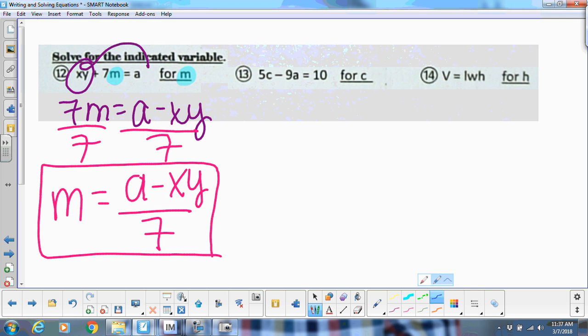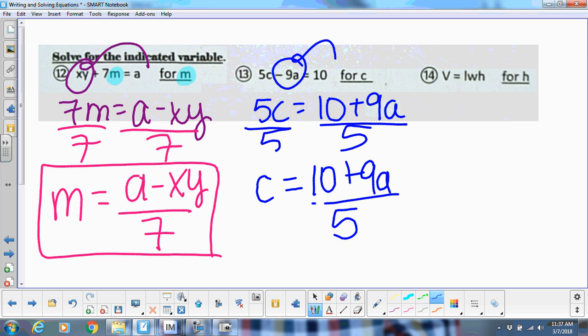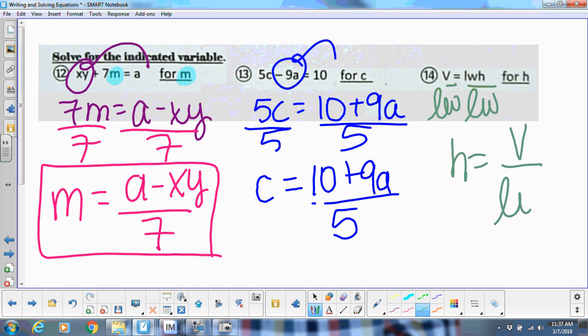For 13, we want to get c by itself, so I'm going to start by moving my 9a. And then I'm going to divide everything by 5. All right, and then for 14, everything here is multiplied, so the opposite of multiplication is just going to be division. So I'm just going to divide everything at the same time, and h will equal v divided by LW.